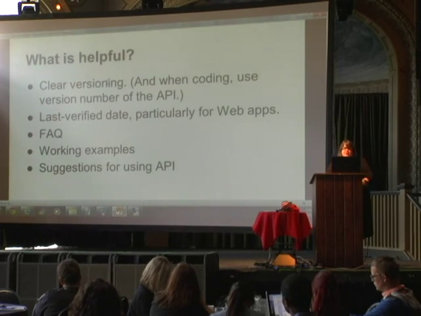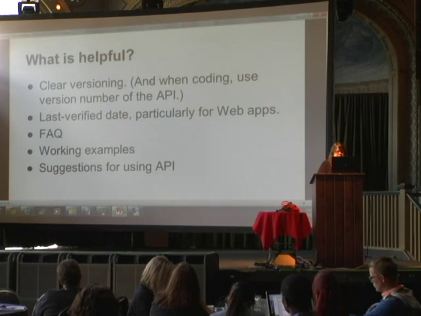Another thing that's really helpful, of course, just like with any type of documentation, is clear versioning. And when you are coding, I suggest using the version number of the API. This will save problems later. Now, a feature that I don't often see, but I think would be useful, is if you have sample code, put some information about when or how it was verified, or under what conditions.